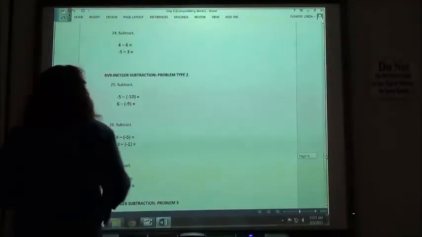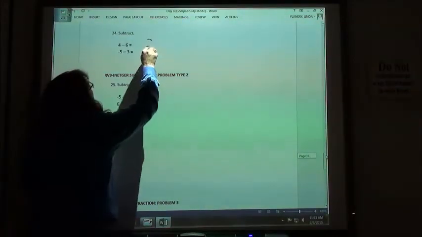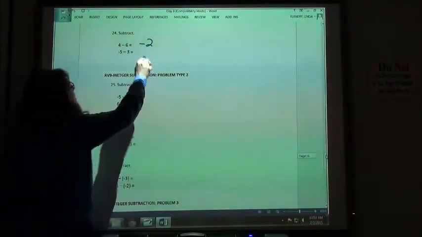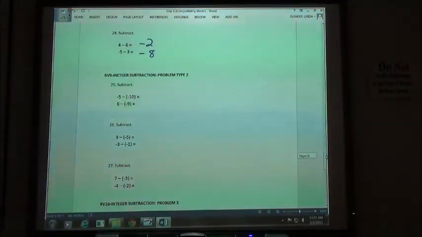So number 24, 4 minus 6. One is positive, one is negative. I subtract and take the sign of the bigger one. 4 minus 6 should give you negative 2. Negative 5 minus 3. They both have negative signs in front of them. I add and keep the sign. So negative 5 minus 3 is negative 8.